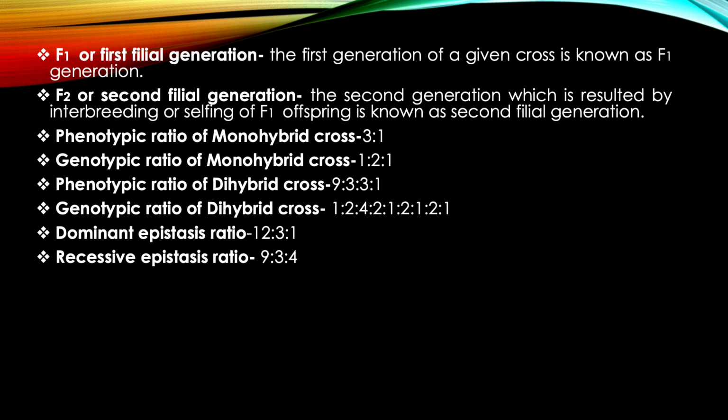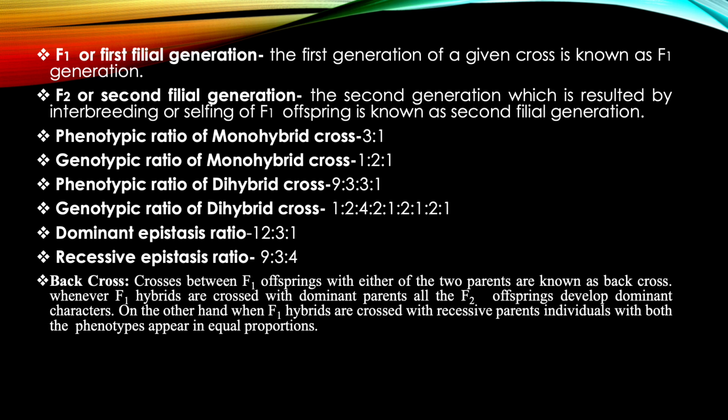Then coming to the epistatic ratios, dominant epistasis shows 12:3:1 and recessive epistasis shows 9:3:4. Now coming to the next term, back cross.